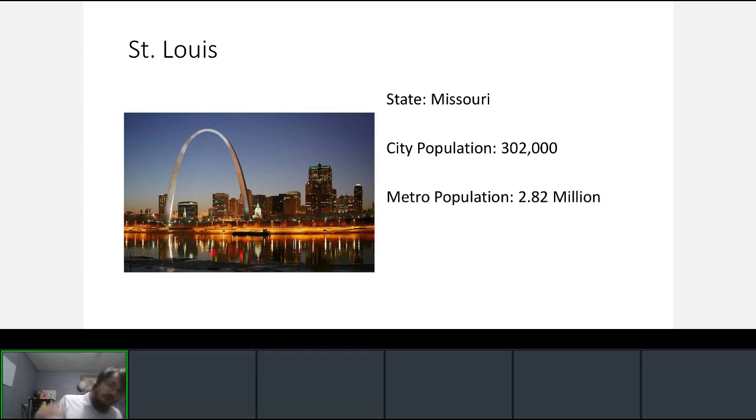St. Louis is another thing that's somewhat similar to Detroit. At one point, St. Louis had like 800,000 people, but its city has continuously declined for about the last 70 years. But still, if you look at the historical significance, the Gateway Arch, gateway to the west, metro population 2.82 million.